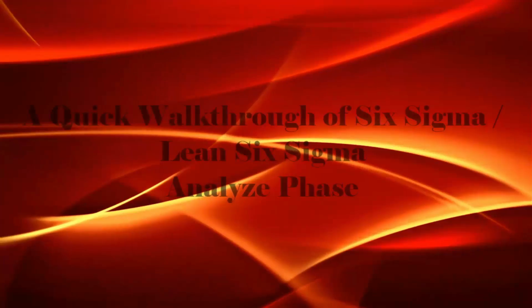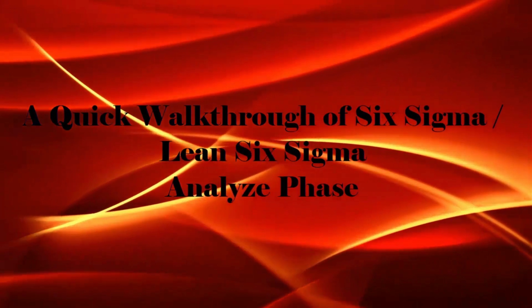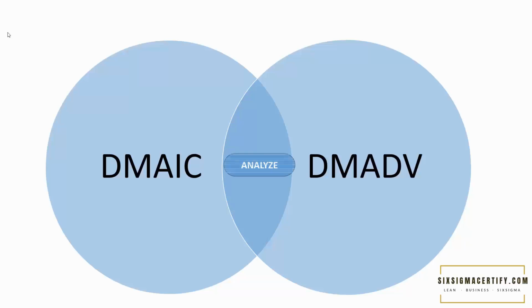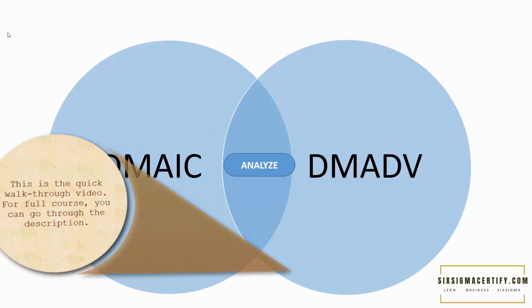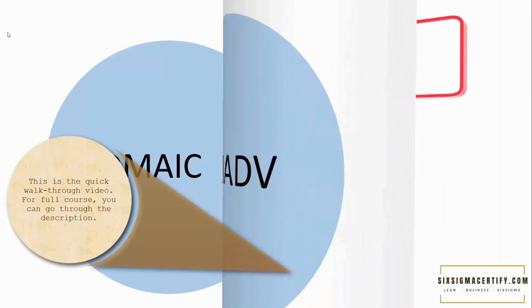Now in this lecture I am going to talk about the analyze phase of Six Sigma and Lean Six Sigma. The analyze phase is the common phase that is to be practiced in both DMAIC and DMADV cycle. That means we have to analyze the situation of the existing problem and the root causes of the existing problem in both the DMAIC and DMADV cycle.